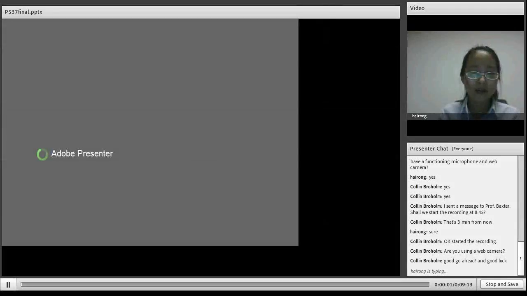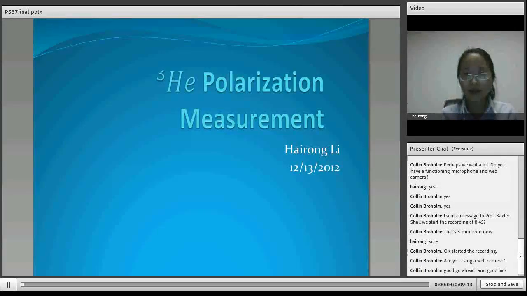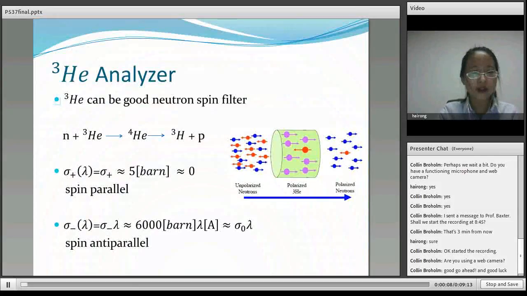I'm going to talk about the helium-3 polarization measurement today. First, the helium-3 analyzer can be a good neutron spin filter because of the process I listed on my slide. A neutron and a helium-3 atom can transform to a helium-4 atom, and this helium-4 state will not stay for a long while, and it will transform to a hydrogen-3 atom and a proton.